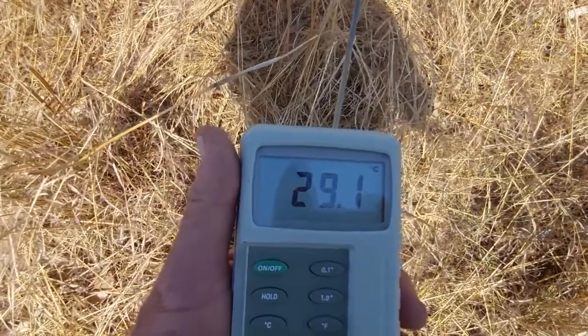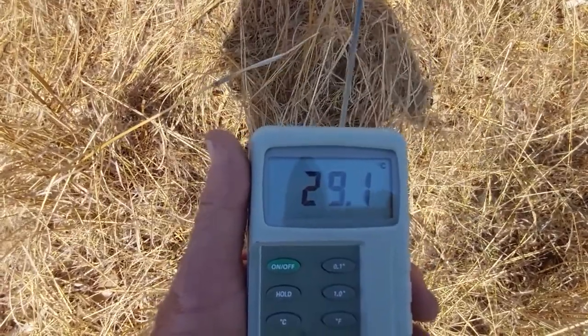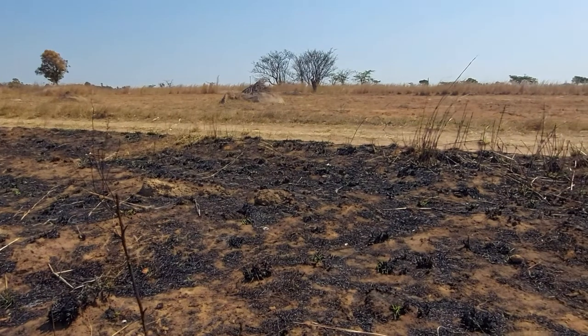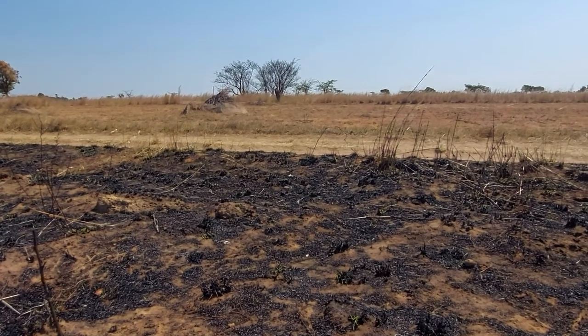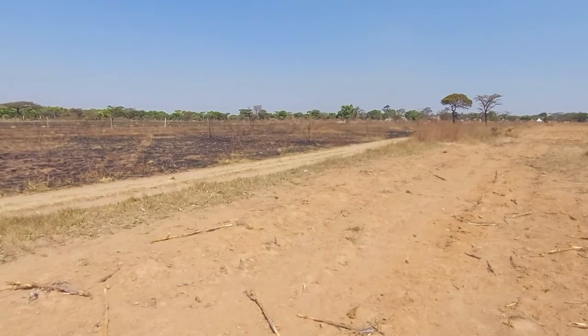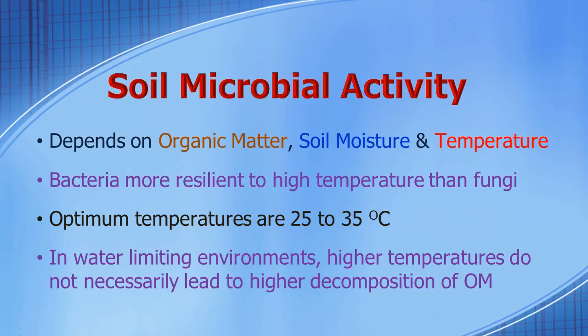Now admittedly this is end of September, so it's very hot and dry, but the differences are still quite significant, that under these exposed areas the temperatures on the soil surface are very high. So what impact does this have on microbial activity in the soil? Well, soil microbial activity depends basically on three things: organic matter as a food source, soil moisture, and the temperature. Bacteria are more resilient generally to high temperature than fungi, but both of them in a mesophilic situation have an optimum temperature of 25 to 35 degrees C for growth and activity.